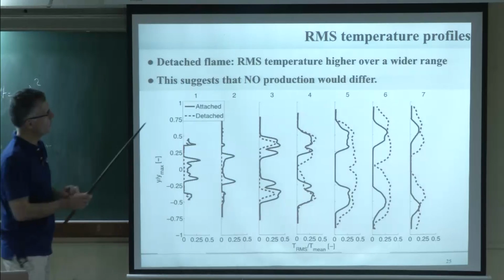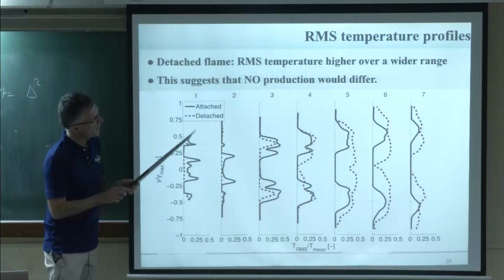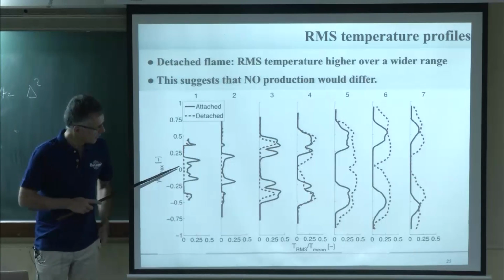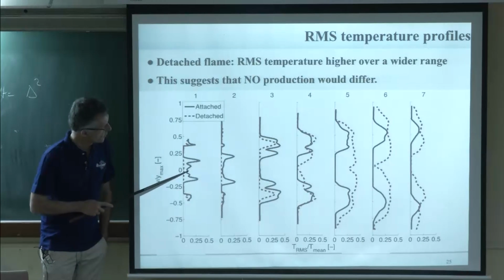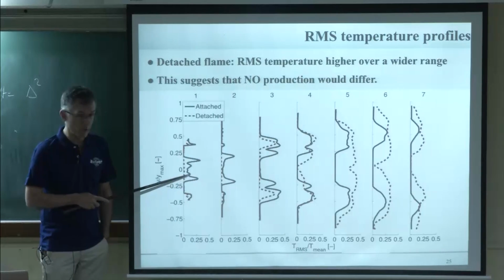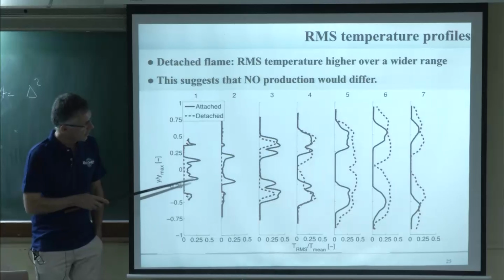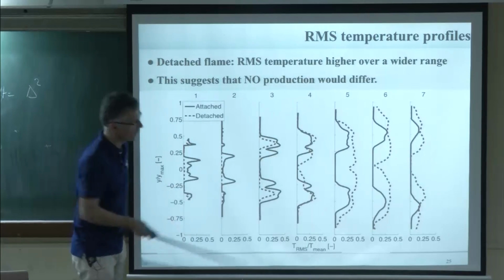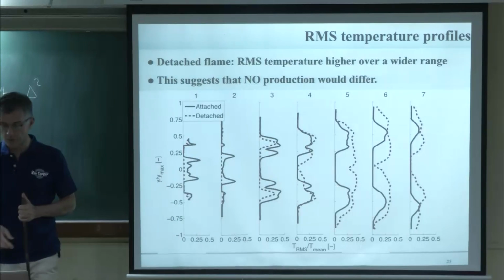Even the RMS temperature profiles are different. Here you see very strong pulsation of temperature when the flame is attached, because there is a flame, while in the other one there's no flame. So all the fluctuations are different, and certainly the NOx would also be different.